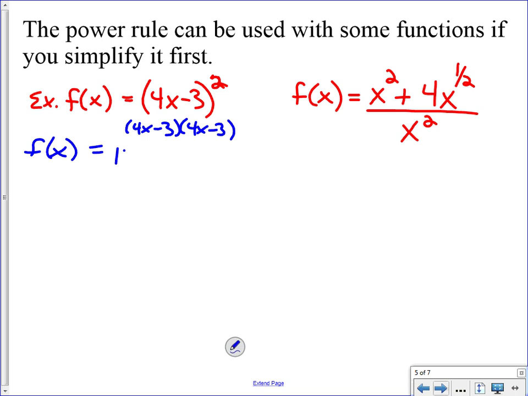So this would become 16x squared minus 24x plus 9. And then we could apply our power rule. So f prime of x would equal 2 times 16 is 32x to the first power minus 24.